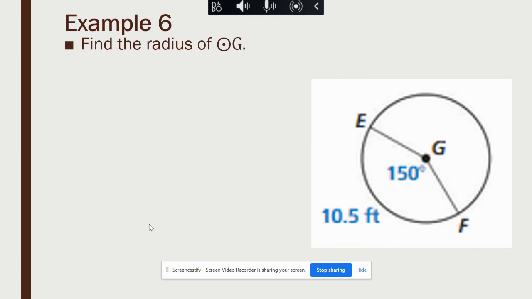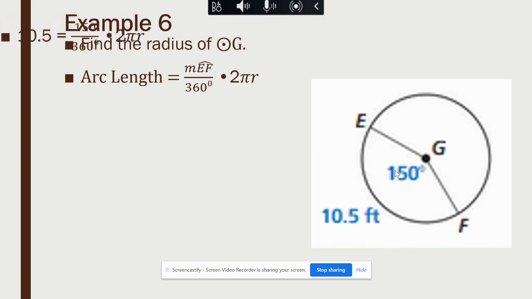Okay, now this time we want to find the radius of circle G. We're given the arc length, and we're given the central angle. So we're given the measure of the arc. Okay, so let's plug into our formula. The arc length is 10.5, goes here, and the measure of arc EF. Arc EF is the same as the central angle, so it's 150.